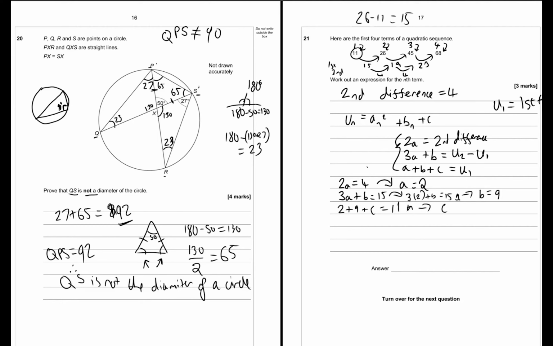So that implies that c is equal to 0. Okay, so we've got a equals 2, b equals 9, and c equals 0. So we want to substitute this back into our original equation. So that's going to give us un is equal to 2n squared plus bn, b is 9, so 9n plus 0. So we can get rid of this 0, and then we are done.